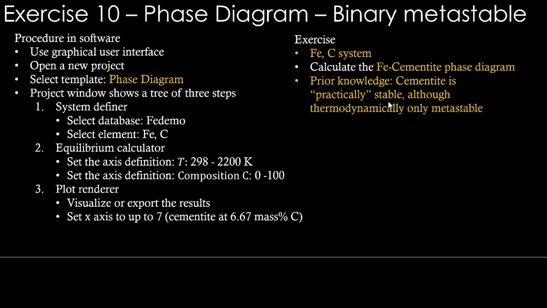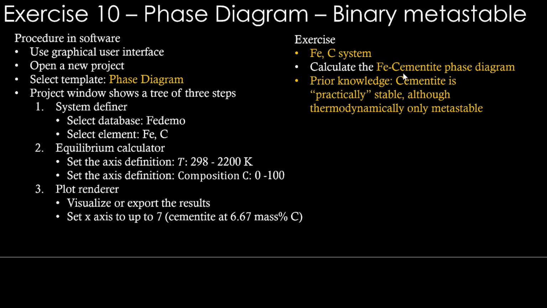But if it is in the cementite form, then we are going to call it metastable. So we are going to make the iron cementite phase diagram, and we are going to call it the metastable phase diagram. To do that, this is what we need to do in the software. We are going to use the phase diagram template in a new project, and define the FE demo database, defining iron and carbon as our elements, and then the temperature range is going to be this, and the composition is going to be carbon 0 to 100.